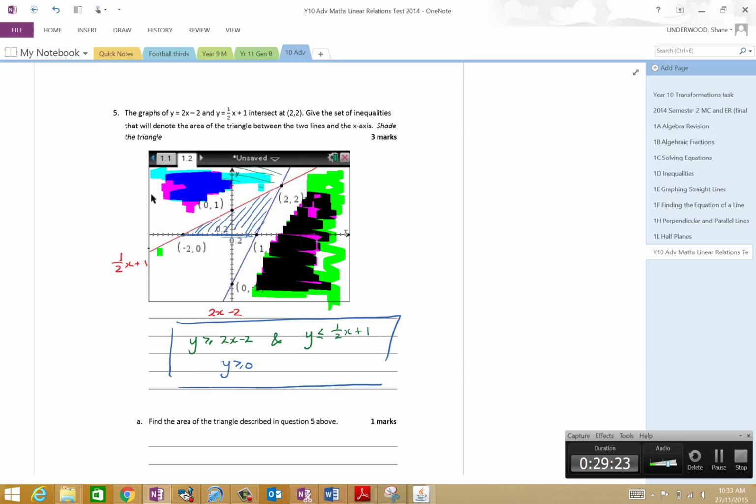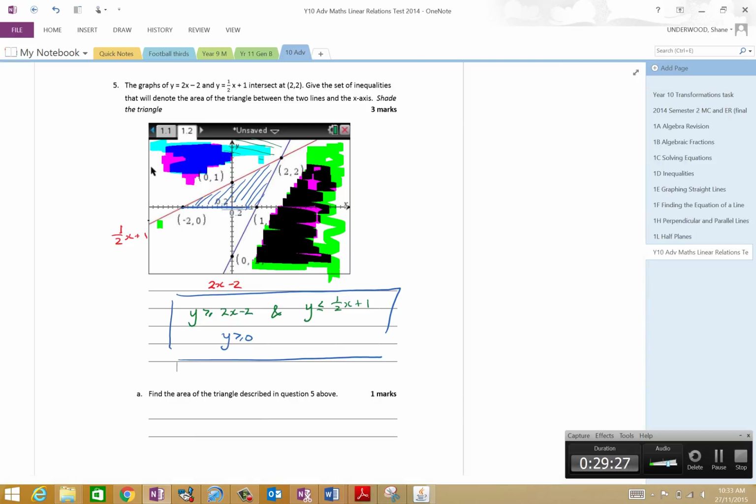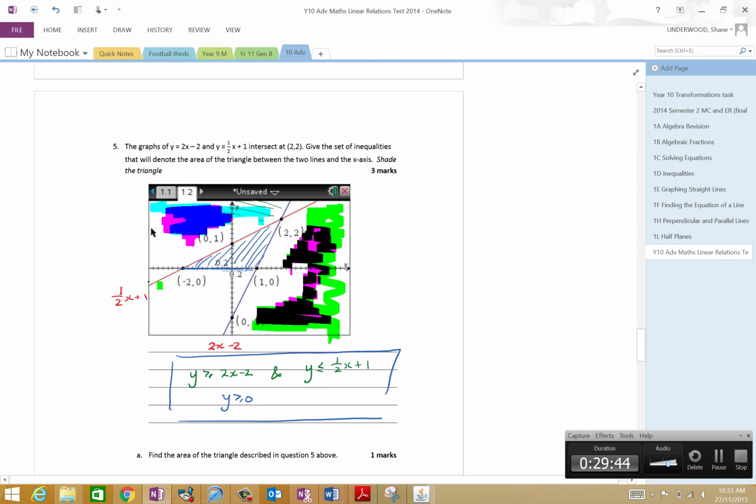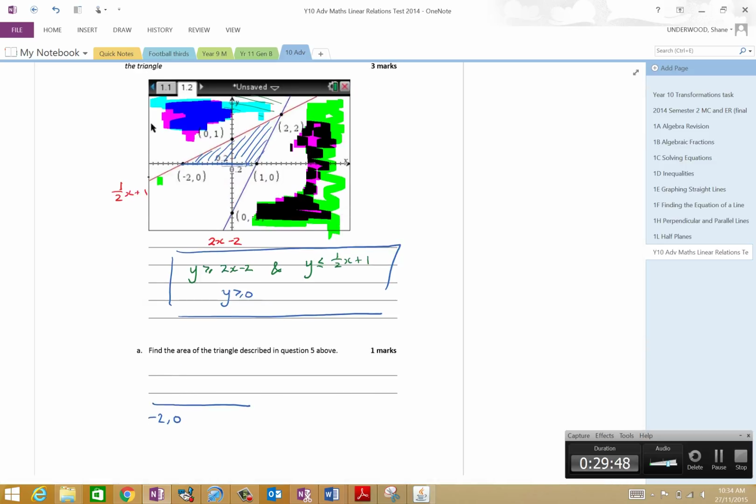Now, just quickly before we go, find the area of the triangle. Well, first of all, let's have a look at the triangle. We've got negative 2, 0 is this thing here. That is 1, 0. That has a coordinate of 1, 0. That has a coordinate of 2, 2. Now, we've got to find the height of that triangle. Area of triangle is base times height, isn't it? Now, the base is actually this distance here to this distance here.